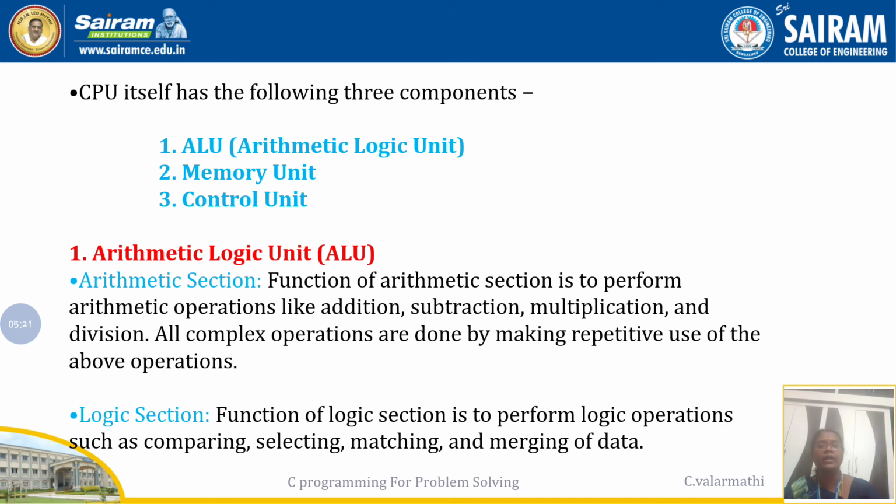So according to this, we have classified the CPU into three components. First one is the arithmetic logical unit, then the memory unit, and the control unit, right? So we will see them one by one now. Arithmetic logical unit, we know from the name itself, is again classified into two sections. First section is the arithmetic section and second section is the logical section.